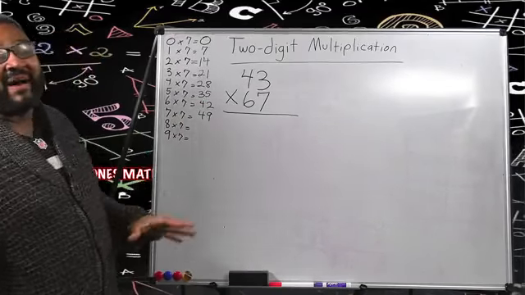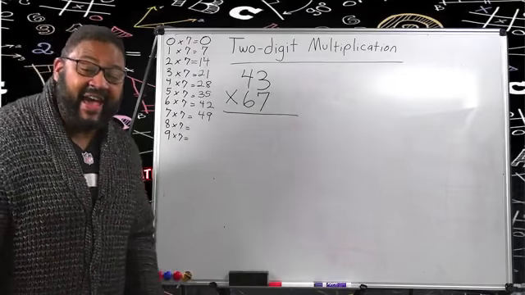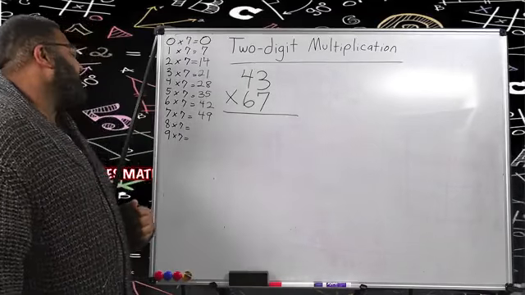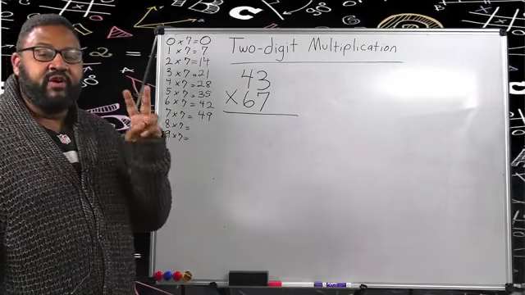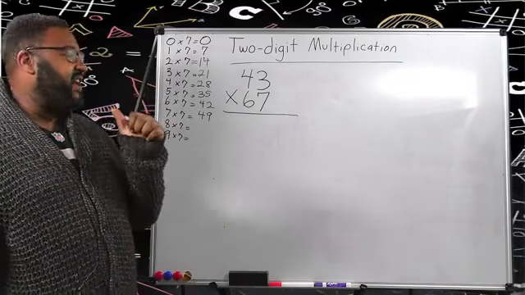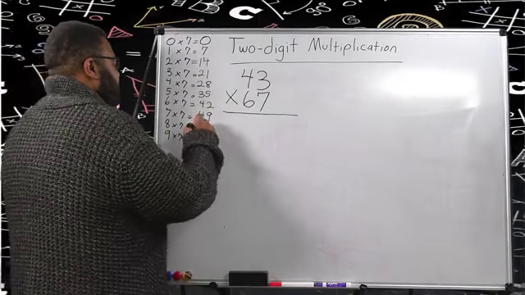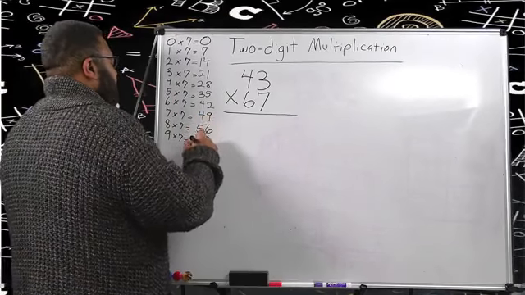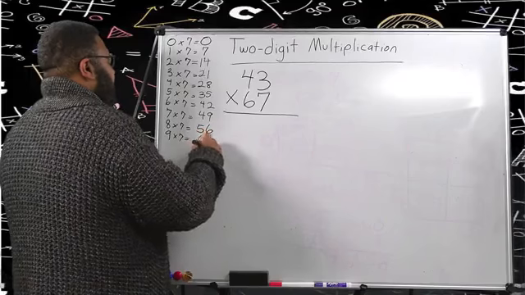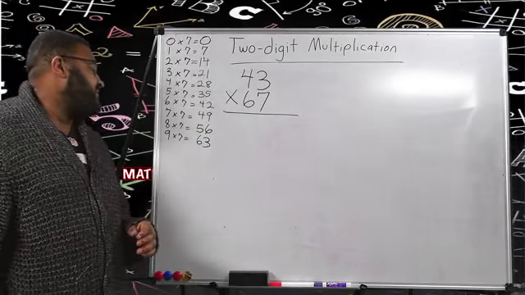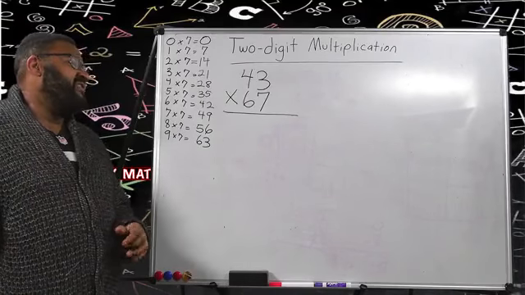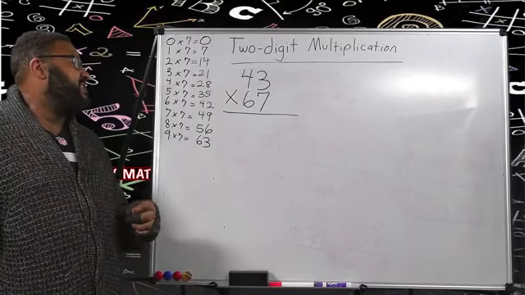And here comes my favorite multiplication fact. 8 times 7 is 56. Let's check it. 49, 50, 51, 52, 53, 54, 55, 56. And then you got 63. 8 times 7 is my favorite multiplication fact. 8 times 7 is 56.